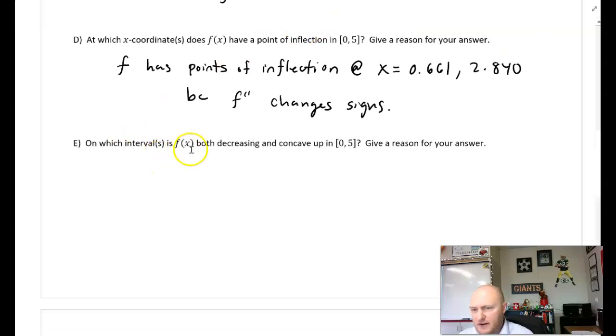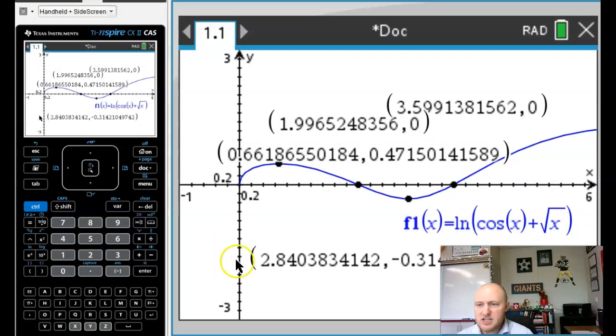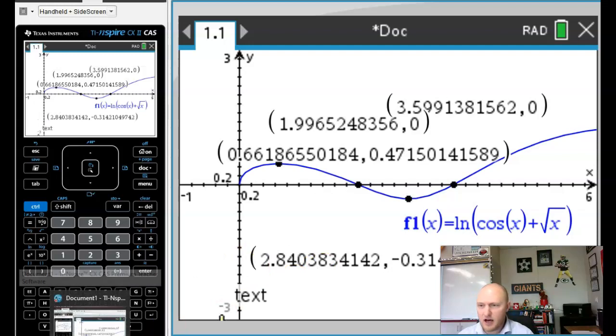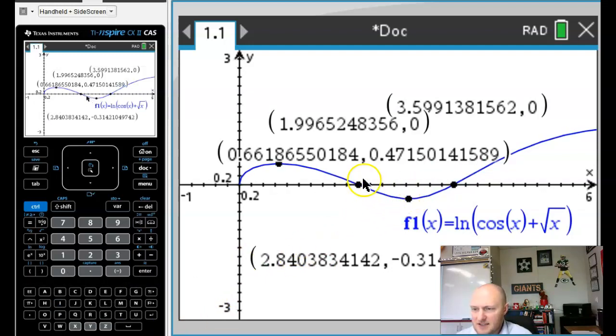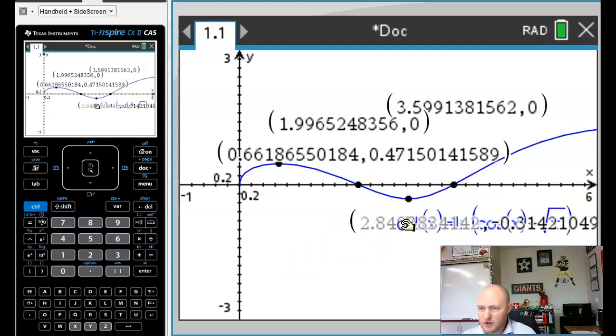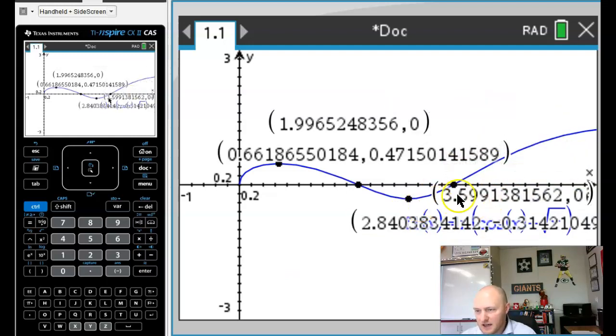Okay, and then E. On which intervals is f of x both decreasing and concave up on 0 to 5? Give a reason for your answer. Okay, so we're going to go ahead and look at our graph. Decreasing and concave up means that f prime of x is negative, and concave up would be increasing. So here's where our function's decreasing, and where is it concave up? Well, from this point to this point here. Okay, so that looks like 2.840 to 3.599. That's where it is decreasing and concave up.